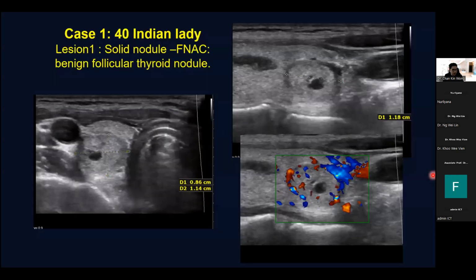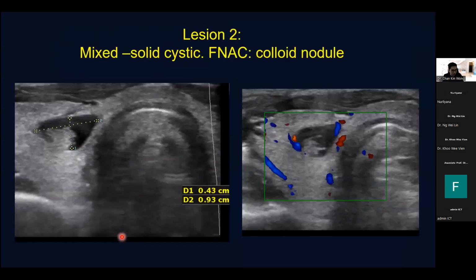So for case 1, this is actually our first patient. She's a medical personnel herself, and she had this solid nodule. They did FNAC, and it came back as a benign follicular thyroid nodule. Okay, this is the first lesion that she has. And the second one over here as well is a mixed solid cystic nodule, and FNAC came back as colloid nodule.